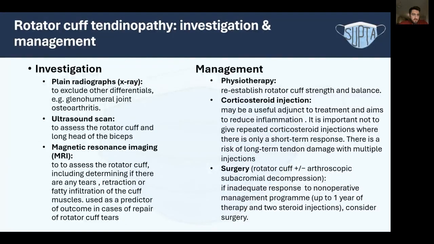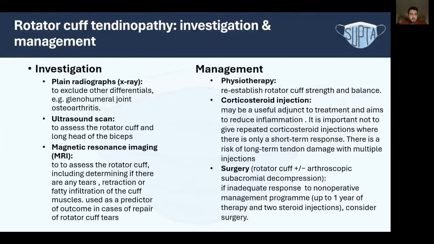Plain radiograph, X-ray to exclude other differentials, ultrasound scan to assess rotator cuff and long head of biceps, MRI to assess rotator cuff. So I guess the first line would be, you do an X-ray to exclude everything else, such as joint osteoarthritis. And then if you still suspect the rotator cuff injury, you would get an ultrasound.